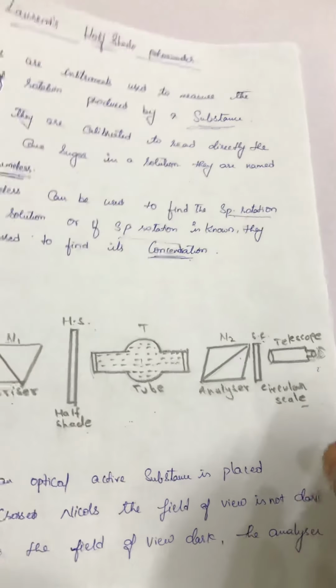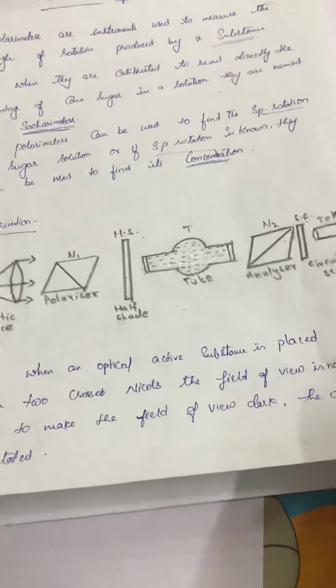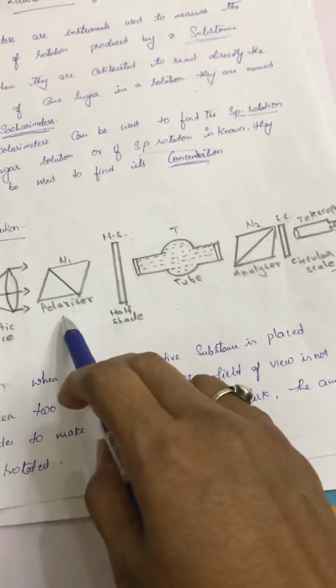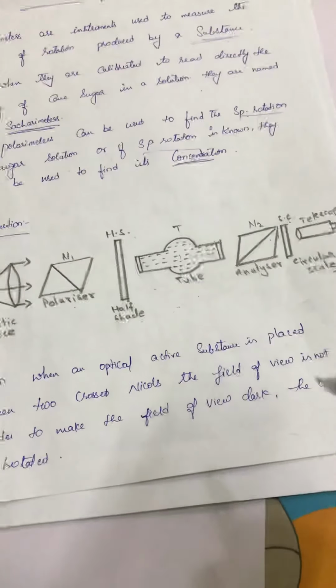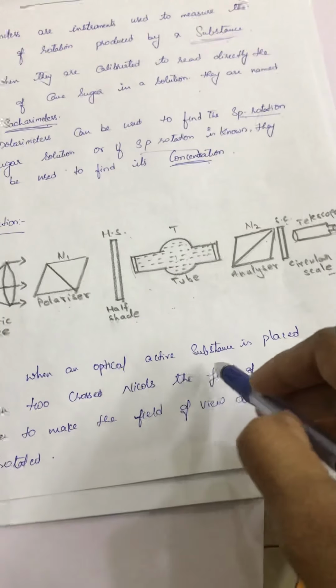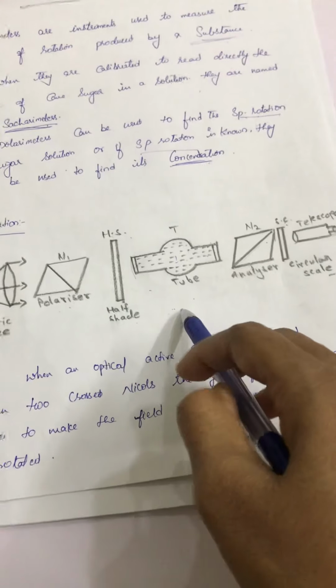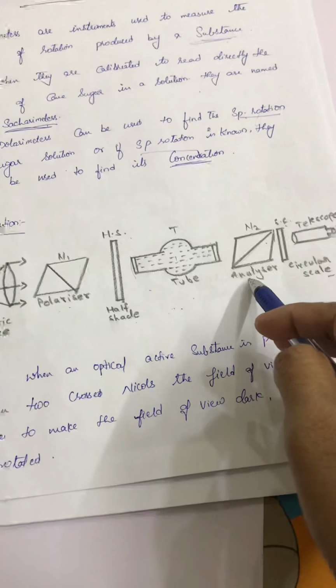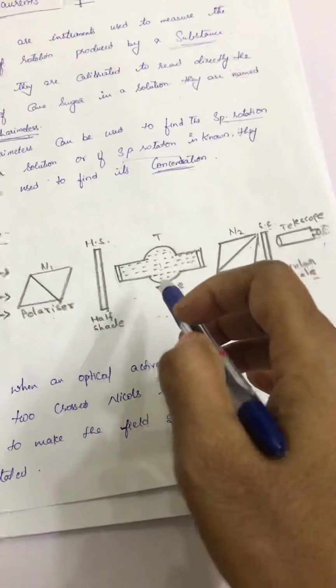Now we will see the experiment in action. Here we have Nicol N1, N2, the half-shade polarimeter, and the source of light. When an optically active substance is placed between the two crossed Nicols, the field of view is not dark. Understand? So what happened?